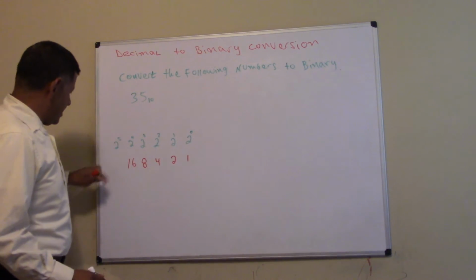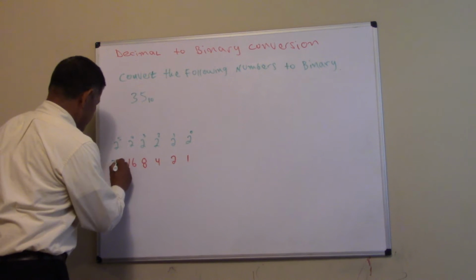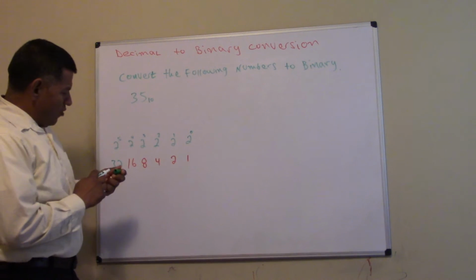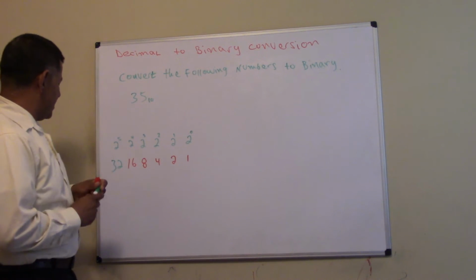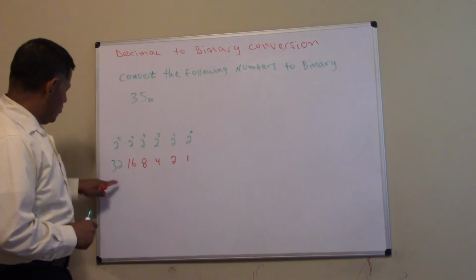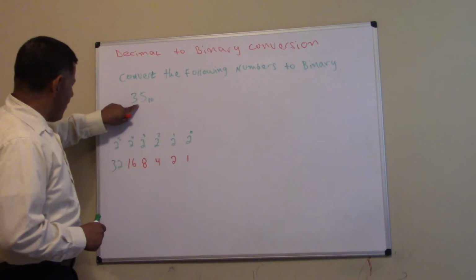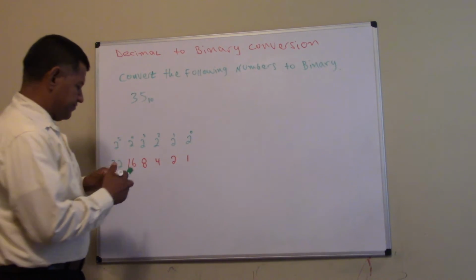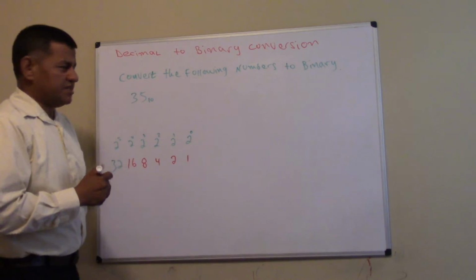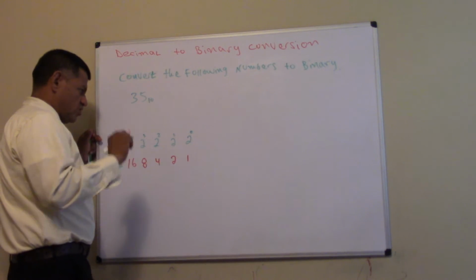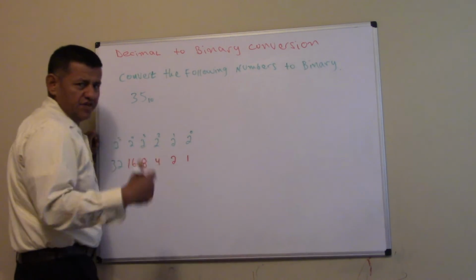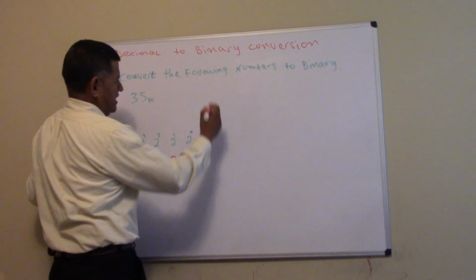Now, here I get 32, right? So now we can actually say something, right? The number that is close to 35 is 32, right? And this is the point that I want to make today. The reason why I am doing this video again is because I think it's important to understand.